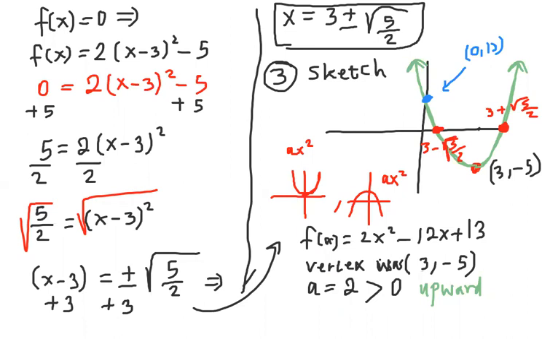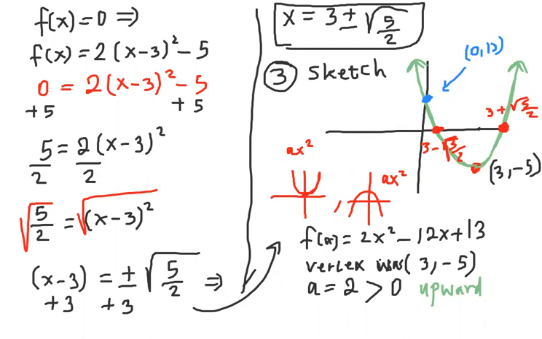Any question? I have a question. Yeah, what's your question? How did you figure out where 3 minus the square root of 5 over 2 was? It is 3 plus or minus the square root of 5 over 2. This is the x-intercept.